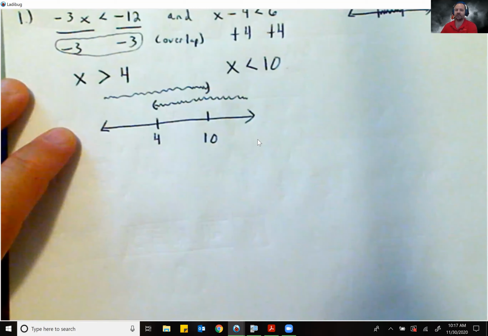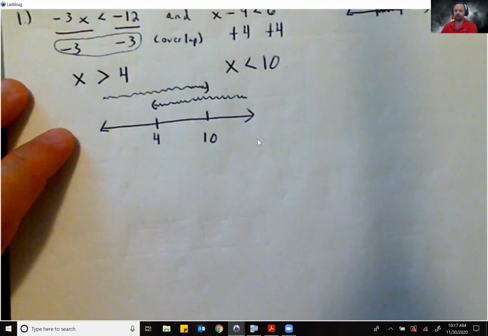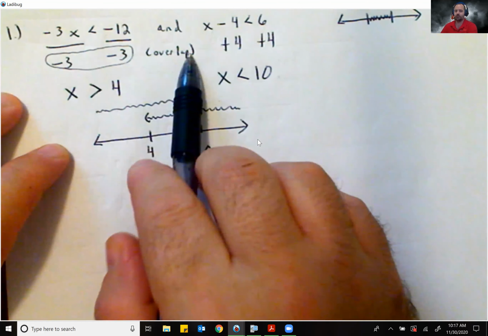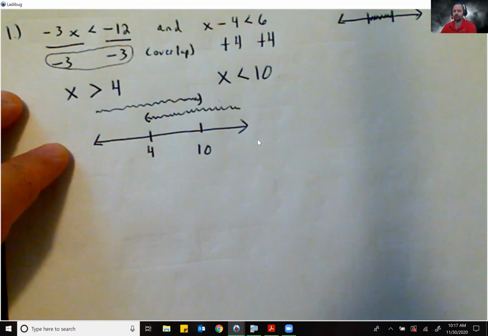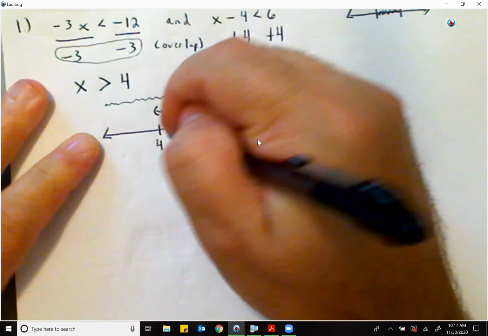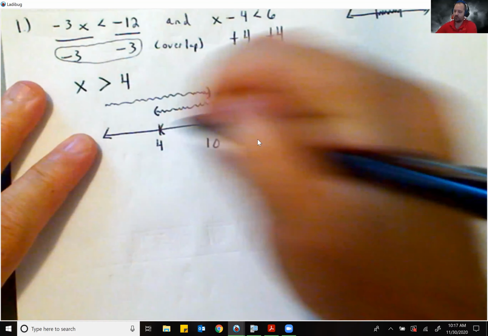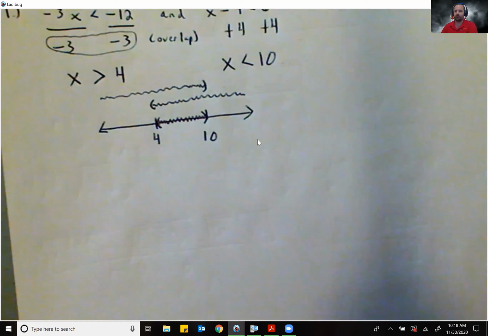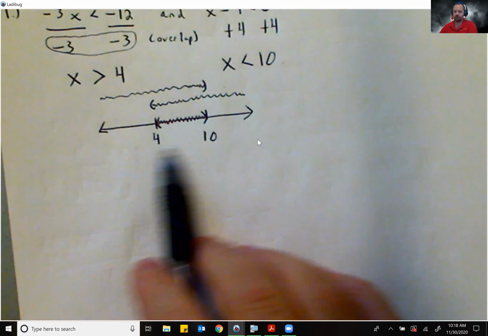So where is the overlap gonna happen? Because you said ands are all about overlap. Between 4 and 10, just like what I talked about up here. Most of the time it's going to be a parenthesis, and shade between. So this is what the picture looks like.